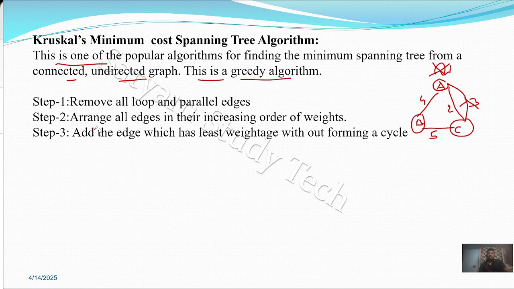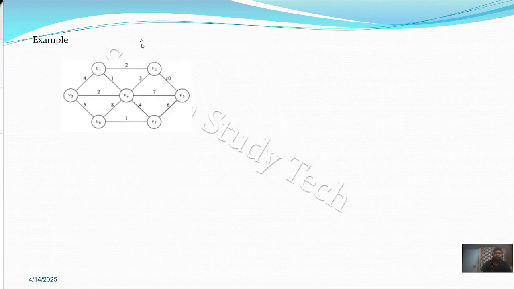The second step is to arrange all the edges in increasing order of their weights, because you want to find the minimum cost path. So it is a minimization problem using the greedy method. Next, add the edges which have the least weight without forming a cycle. Now we can discuss one example.